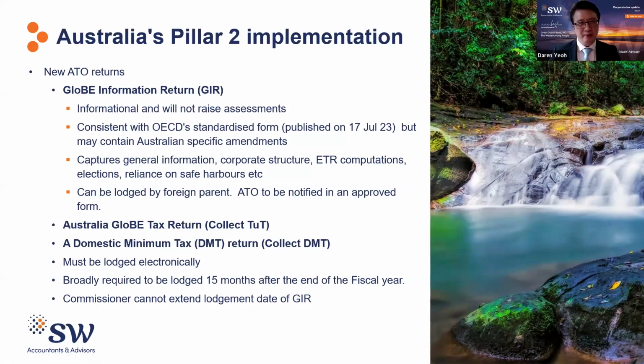It captures general information, including your corporate structure, and can be lodged by the parent, and then the ATO is notified of that lodgement. There's a GloBE tax return, which collects any top-up tax payable, and you need to lodge it even if your top-up tax is nil. And the domestic minimum tax return collects the domestic minimum tax.